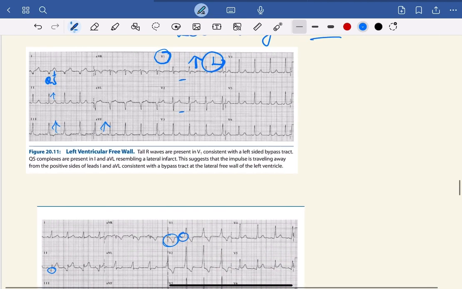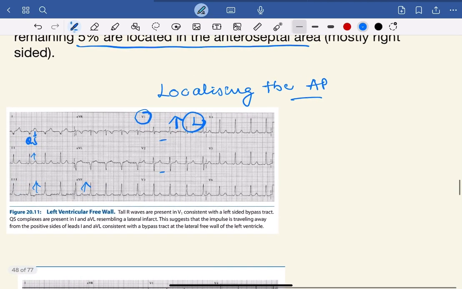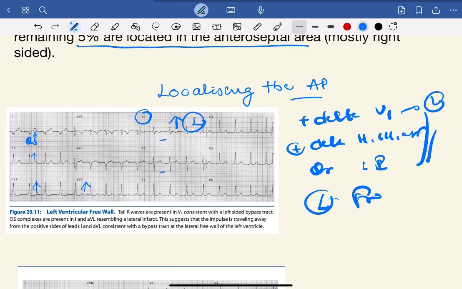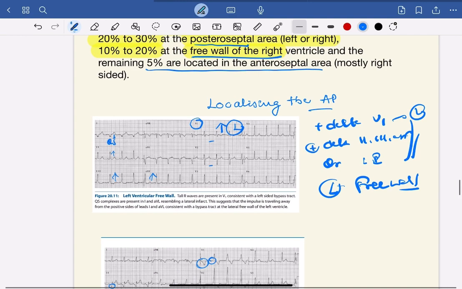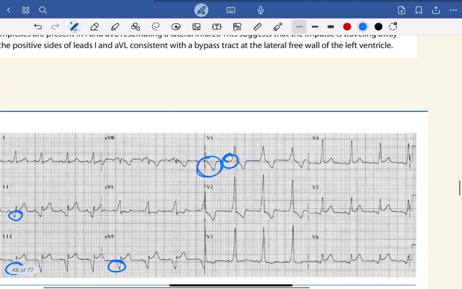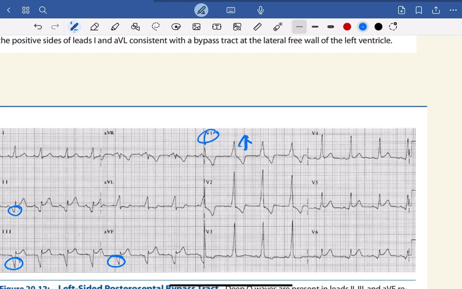So there is a positive delta in V1 and a positive delta in 2, 3, aVF and QS in lead 1. So this is suggestive of left and this is suggestive of free wall. So left ventricular free wall. The bypass tract is present on the left ventricular free wall. So let's look at this another ECG. What is happening here is, in V1 the delta waves are positive, and so that means it is on the left side.